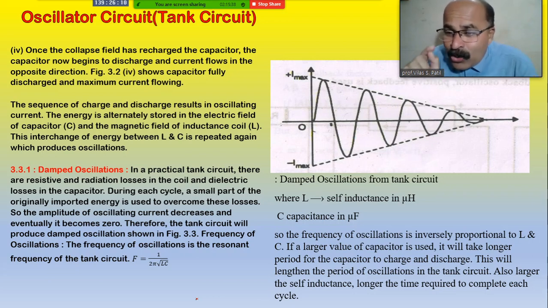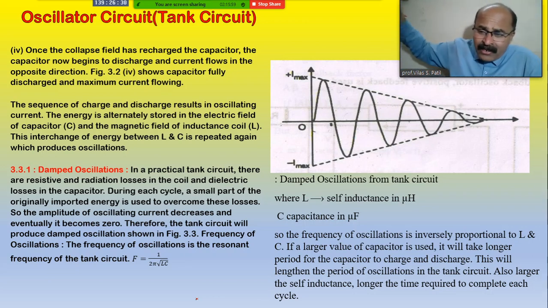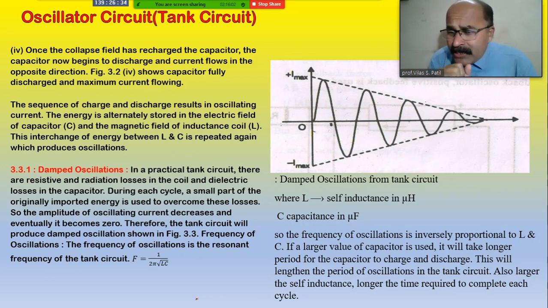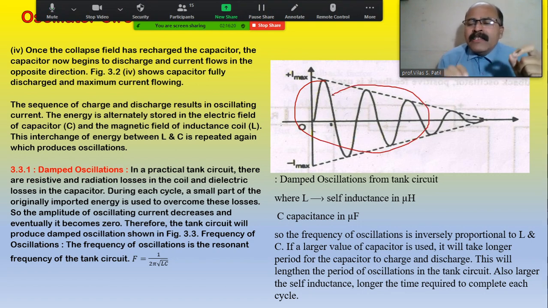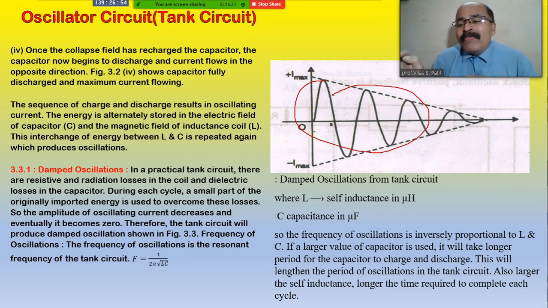Here, the tank circuit is able to convert the direct current to alternating current, but that alternating output will be damped. Damping means its amplitude will be decreasing in each and every cycle or oscillation. After n oscillations, it becomes zero. Such an output is shown in this graph. In this graph, the amplitude decreases with respect to time, and that is known as a damped oscillatory motion.